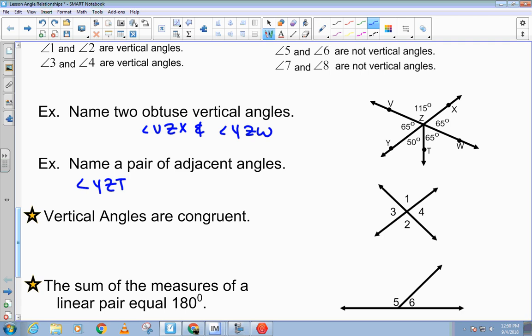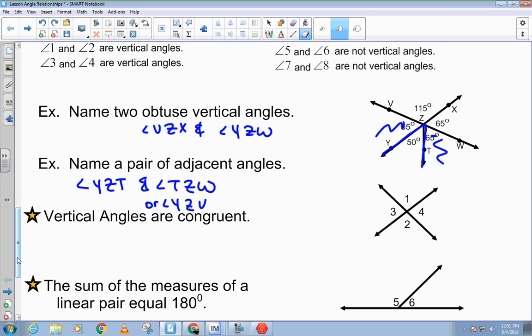So Y, Z, T, what would be something adjacent to that? T, Z, W. Or I could have said what? Y, Z, B. Okay, so if I chose this angle right here, then I could use this one or that one, right? Okay, so there's lots of different things.